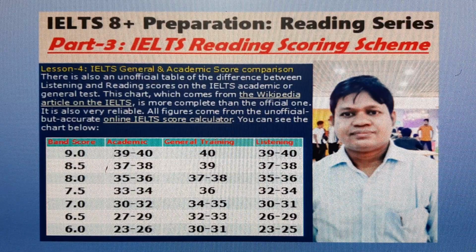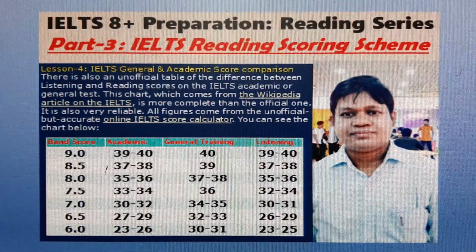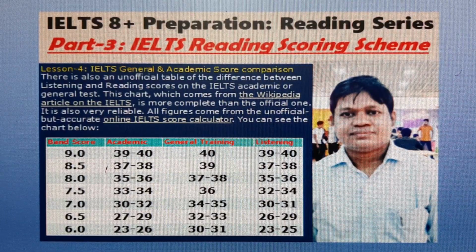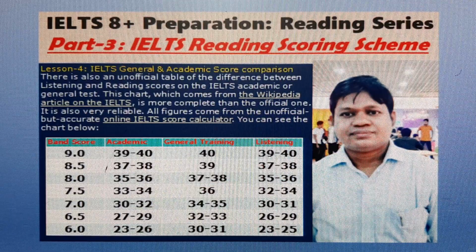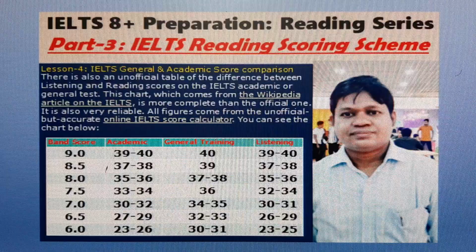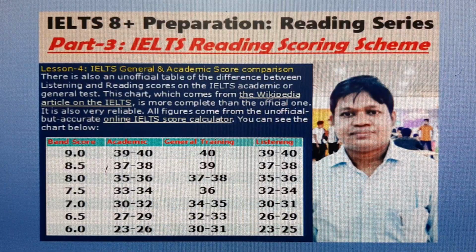IELTS academic reading raw score 19 to 22, general training raw score 27 to 29, and listening raw score 18 to 22. Band score 5.0. Academic reading score 15 to 18, general training raw score 23 to 26, and IELTS listening raw score 16 to 17. Band score 4.5.